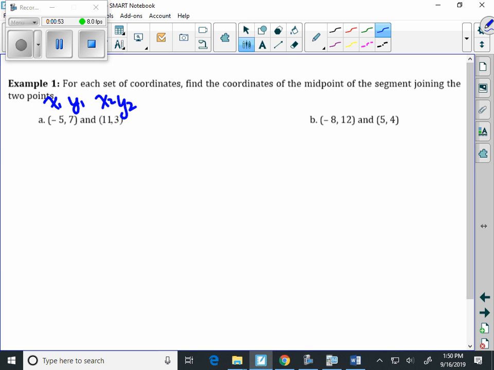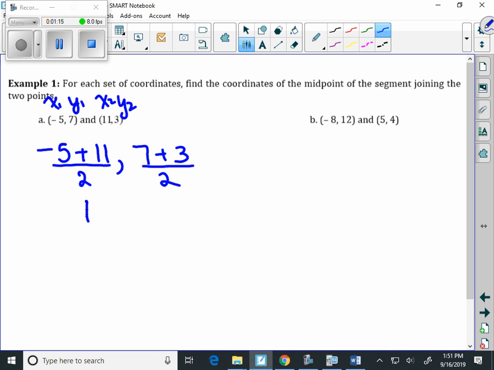And again, what we do with the midpoint formula is that we add the 2 x values together. -5 plus 11, we divide by 2. And we do the same thing for the y's. We add the y values together. 7 plus 3, divide by 2. And then we do the math for it.